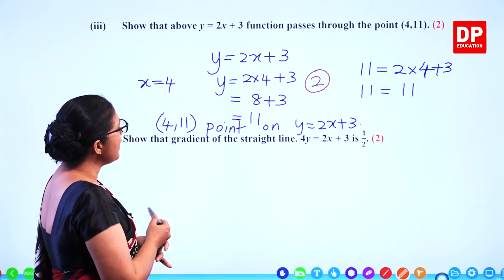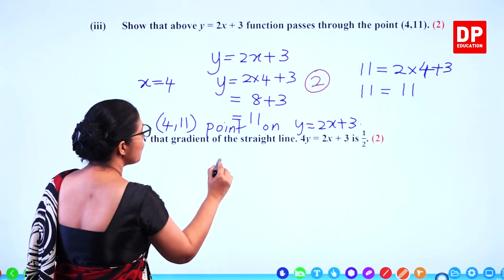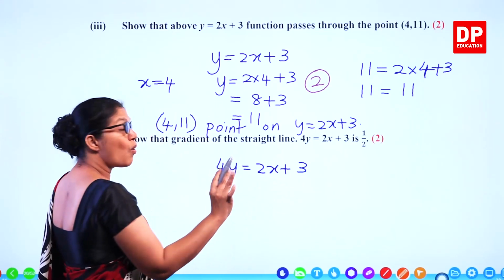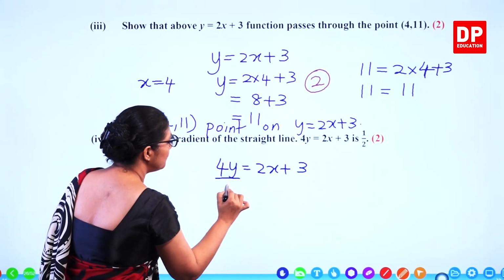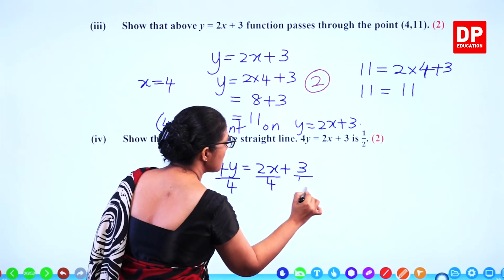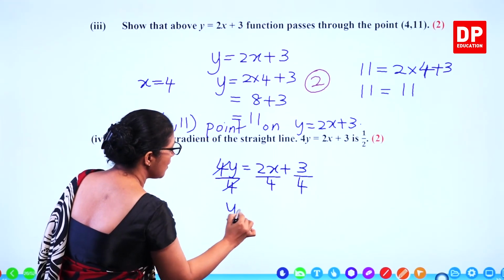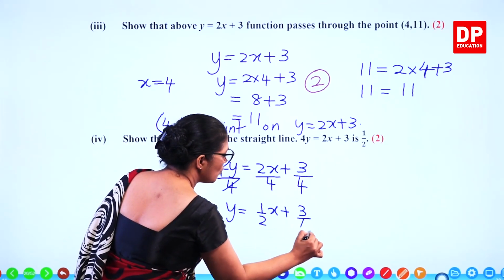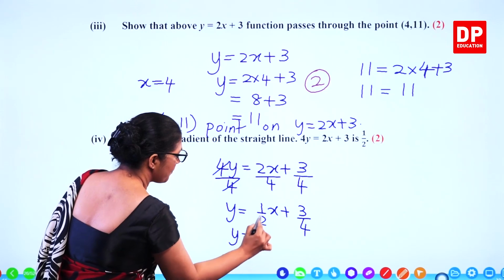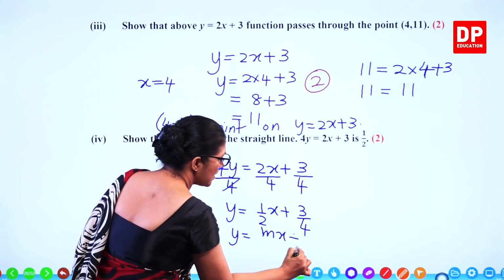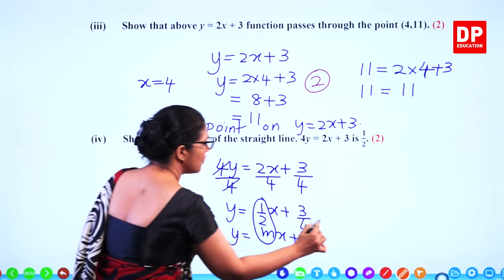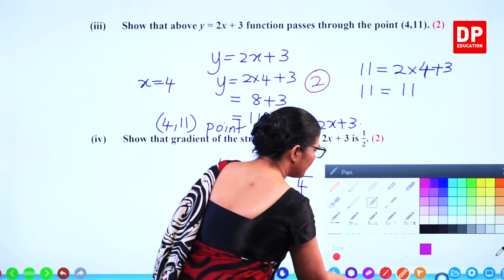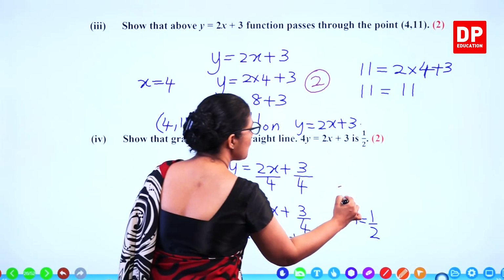Part 4, show that the gradient of the straight line is half. 4y equals 2x plus 3. Divide the whole equation by 4. You have to divide all terms. So what happens? Y equals 2 over 4, which is half x, plus 3 over 4. So what is the gradient? Comparing with mx plus c, the gradient is half. So you get 2 marks for that.